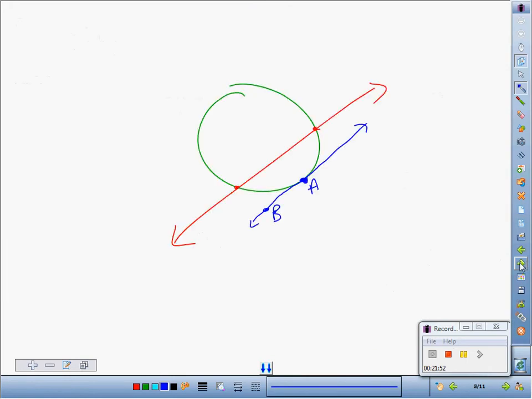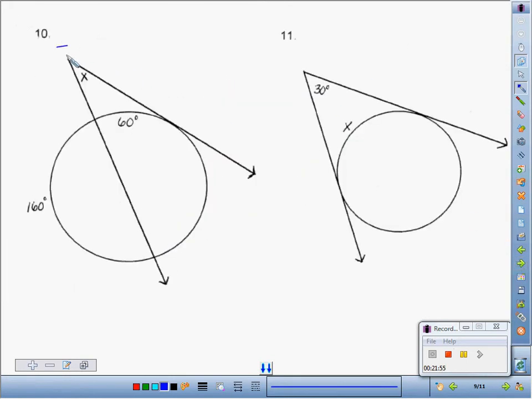So let's try another one. This angle right now is outside the circle, so I need the two arcs that are contained by it and subtract. I just don't know the green arc, but I can figure it out since it's the only arc measure missing. If that's 160 and that's 60, we could figure out that this is 140 degrees. Now find the measure of x. Subtract. 140 minus 60 is 80, and then you've got to divide that by 2 all the time and realize that that angle right there is 40 degrees.